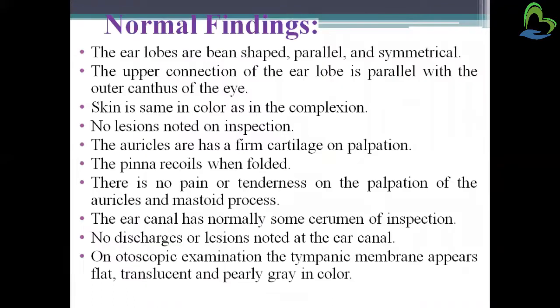Then what are the normal findings? The ears are bean-shaped, parallel and symmetrical. The upper connection of the ear is parallel with the outer canthus of the eye. Sometimes in patients we see low-set ears. For example, a person with Down syndrome will have low-set ears. So you can notice this genetic abnormality just by inspecting the ear, and you should note it down. The skin is the same in color as the complexion.